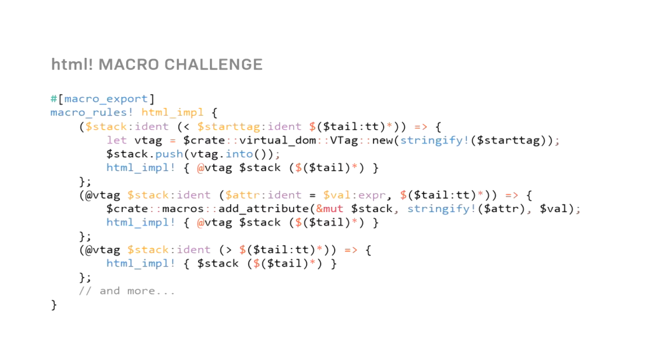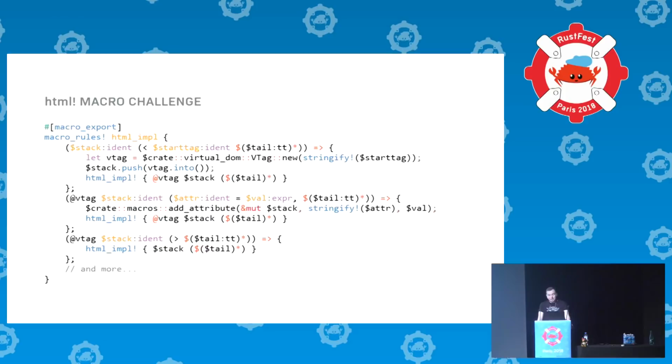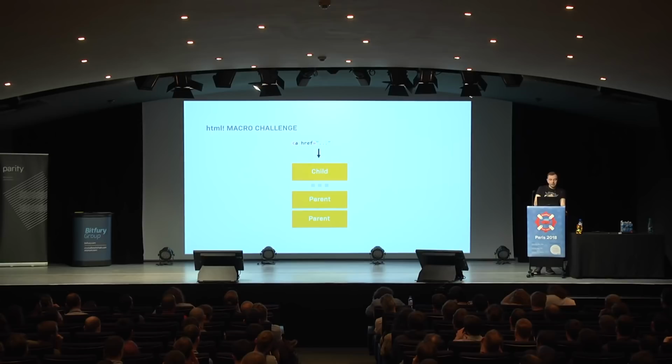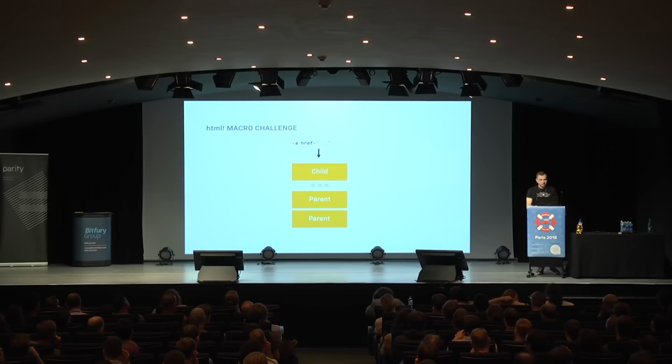The html macro was another challenge. At first I tried to parse the whole tag recursively, but it exceeded the recursion limits of the compiler too fast. This approach doesn't work. I replaced it with separate rules for opening tags and closing tags, and added some special rules for parsing attributes. Now the macro implementation holds a stack inside, and it creates an element for every opening tag and puts the last one into the previous element on every closing tag. In this way, the html macro collects and builds a virtual tree representation using a stack and rules for opening and closing tags and attributes.